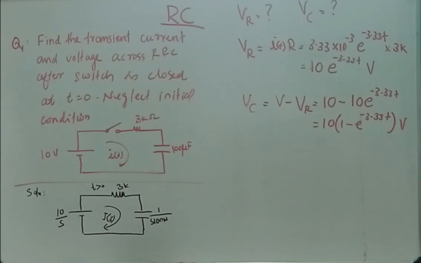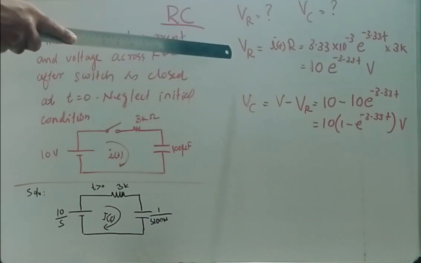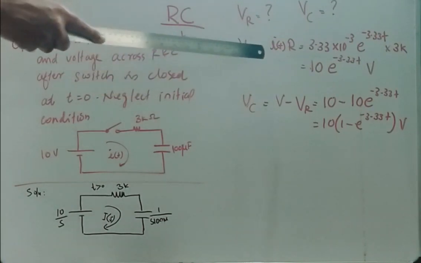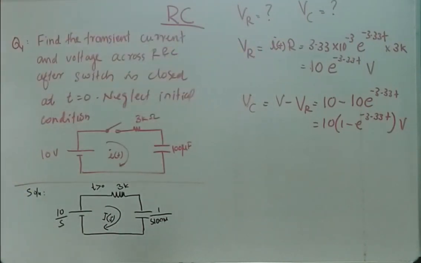Suppose the question asks to calculate VR and VC, the voltage across the resistor and the voltage across the capacitor, and to plot these variations with respect to time. First of all we need to calculate VR, then VC, and substituting different times we need to find the values of VR and VC, and then plot. So let's see that, even though it is not mentioned in this question.